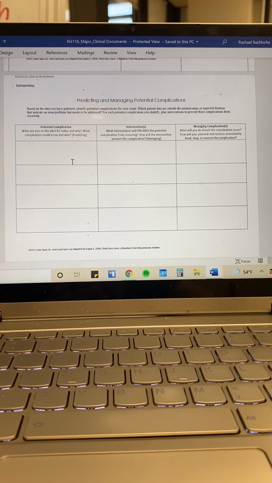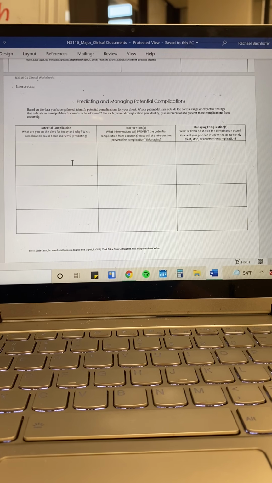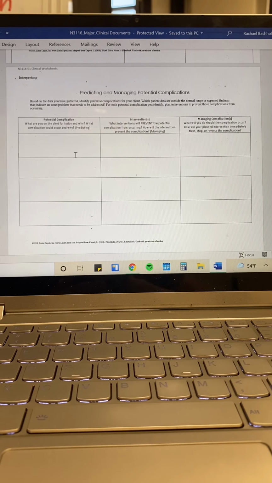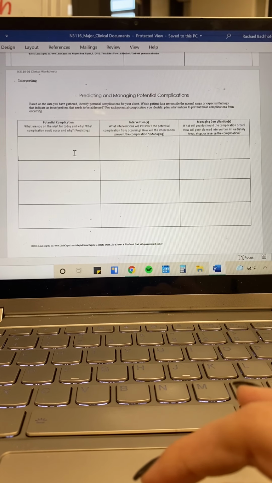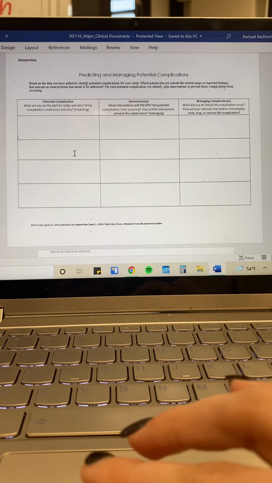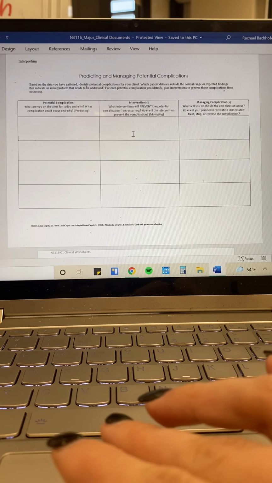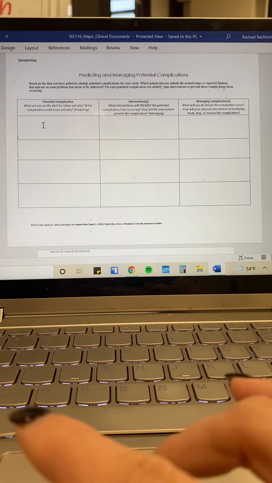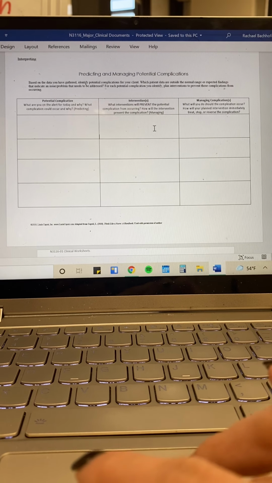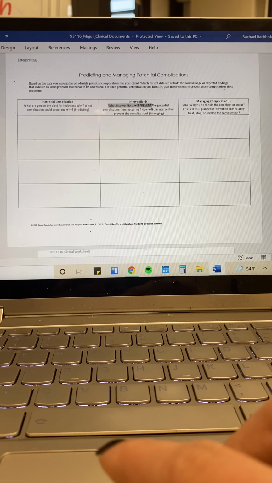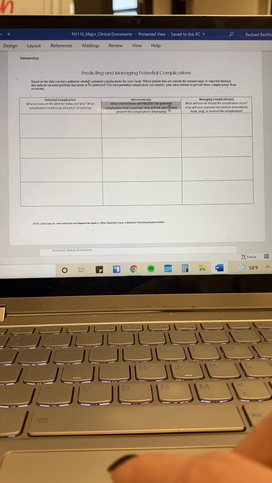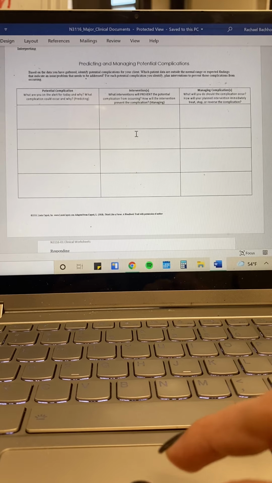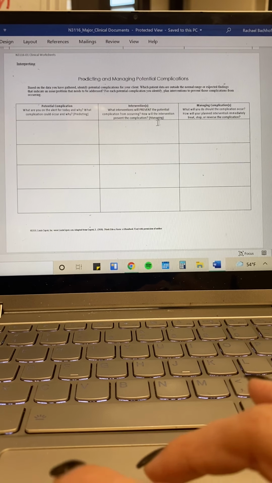So this is also going to need to be completed after you complete your pathophysiology and look through your nursing interventions, because it will really start to connect the dots as you learn the pathophys behind whatever your patient's primary diagnosis is. From there, each complication will have one intervention. What intervention will prevent the potential complication from occurring, and how will it prevent the complication? So this is where we need to get a little bit more specific.